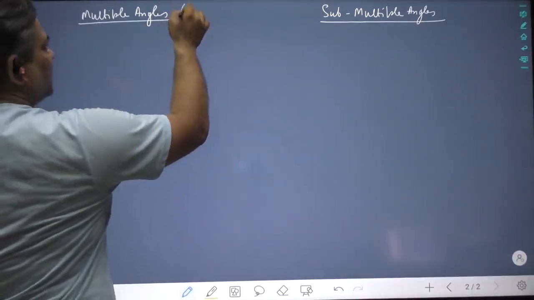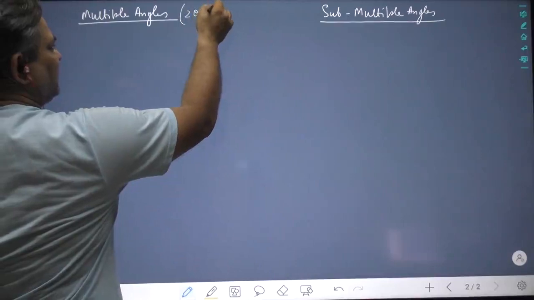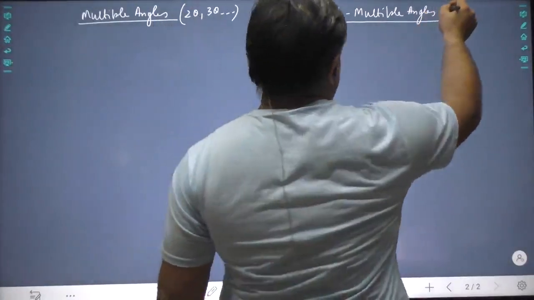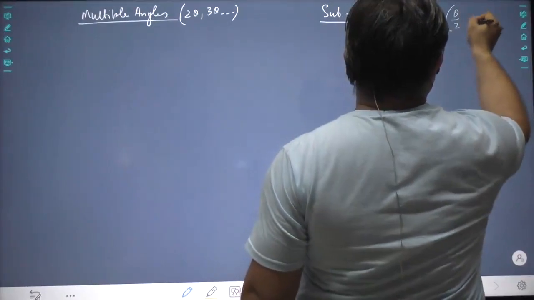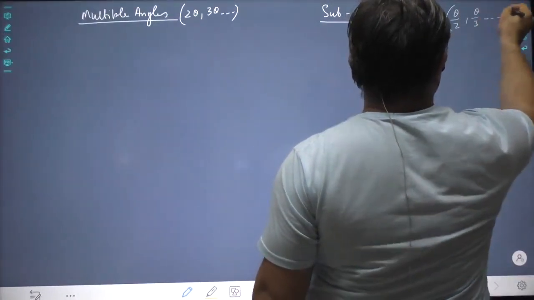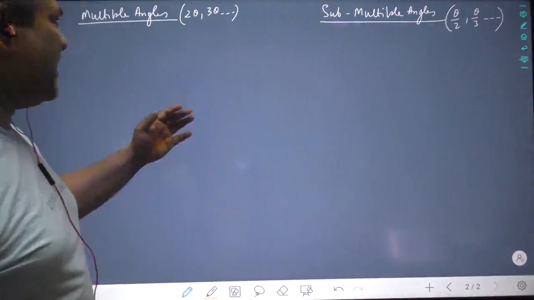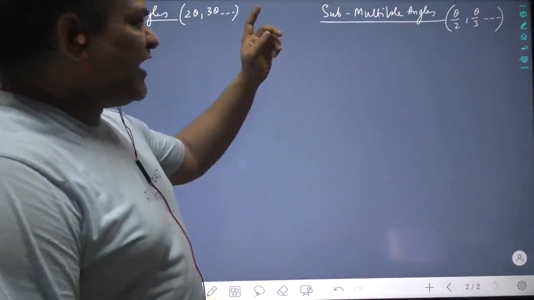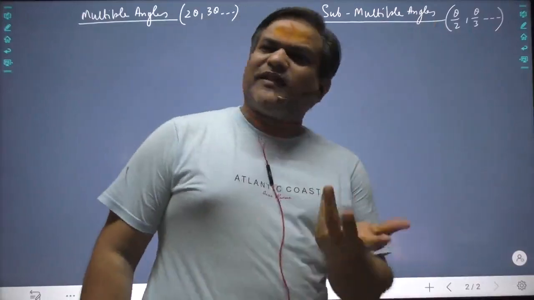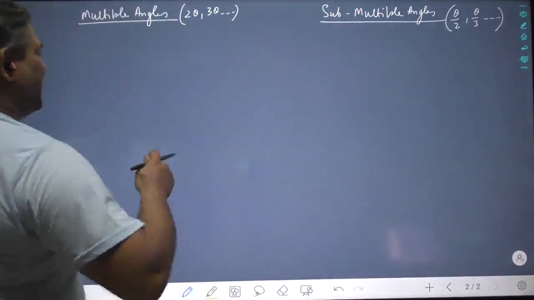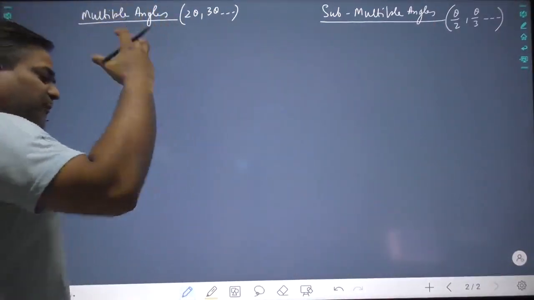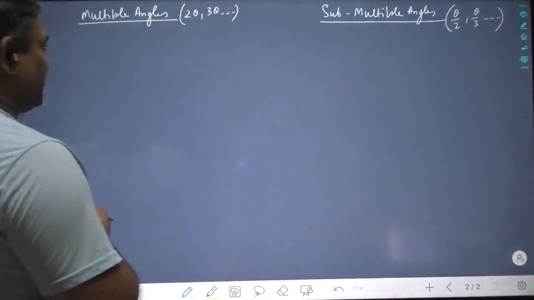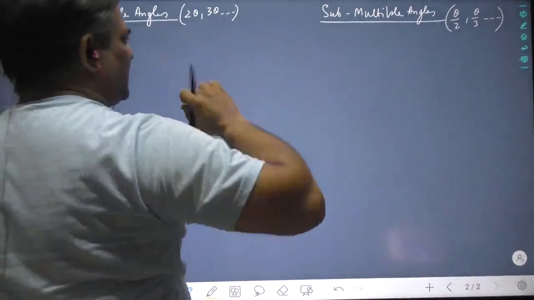Multiple angle means 2 theta, 3 theta and so on. Sub-multiple angle means something like theta by 2, theta by 3 and so on. When you multiply by some integer, it is called multiple angle. When you divide by some integer, it is called sub-multiple angle. As simple as that. So today I am going to explain, and do a few more questions based on the concept of multiple angle and sub-multiple angle.